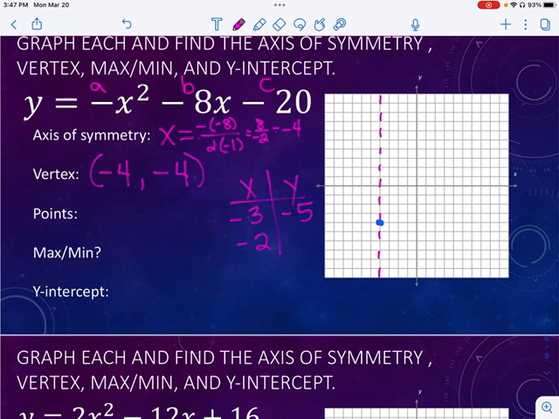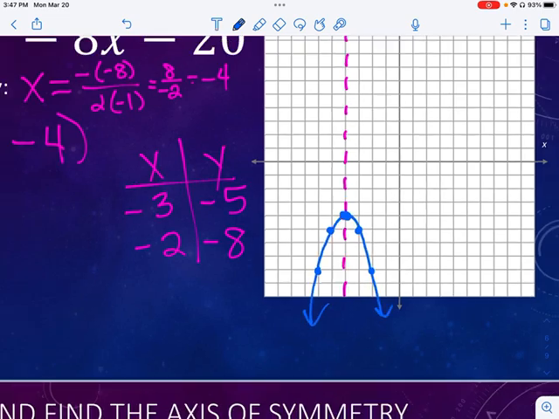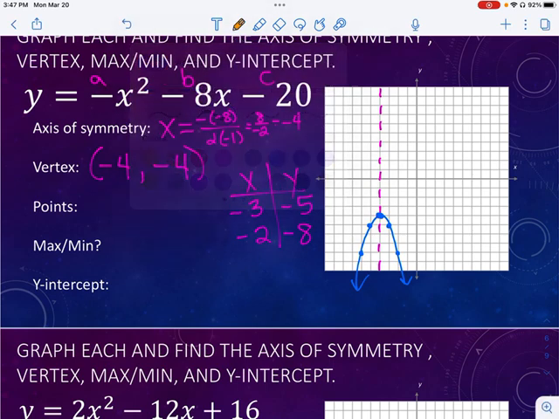My second point I'm going to plug is negative 2. So I'm going to plug that in. Negative 2 squared is 4. Negative of that is negative 4. Negative 8 times negative 2 is a positive 16. So negative 4 plus 16 is a positive 12, and then add to it a negative 20, and you're going to get a negative 8. So now we come over here, and we're going to plot negative 3, 1, 2, 3, 1, 2, 3, 4, 5, and then negative 2, negative 8. We're going to reflect those over, and there's our graph.